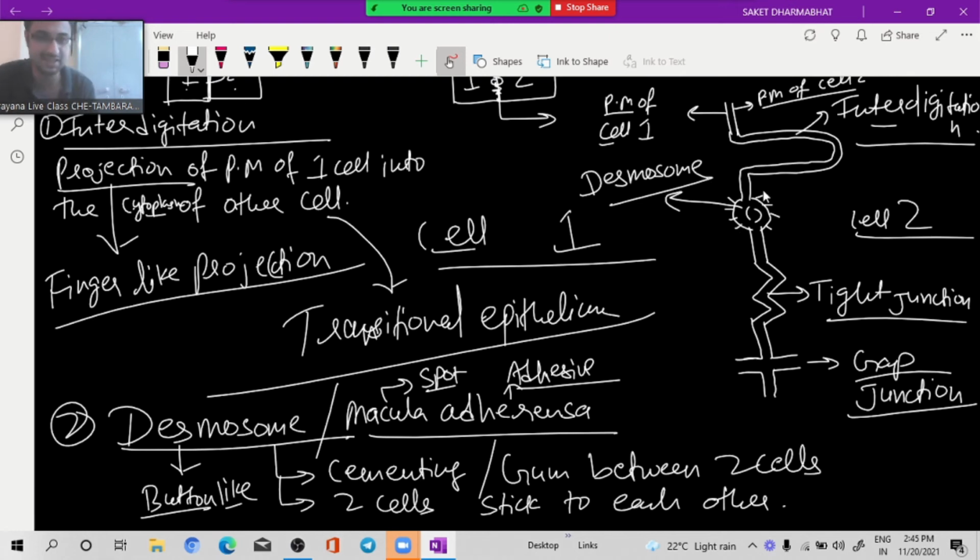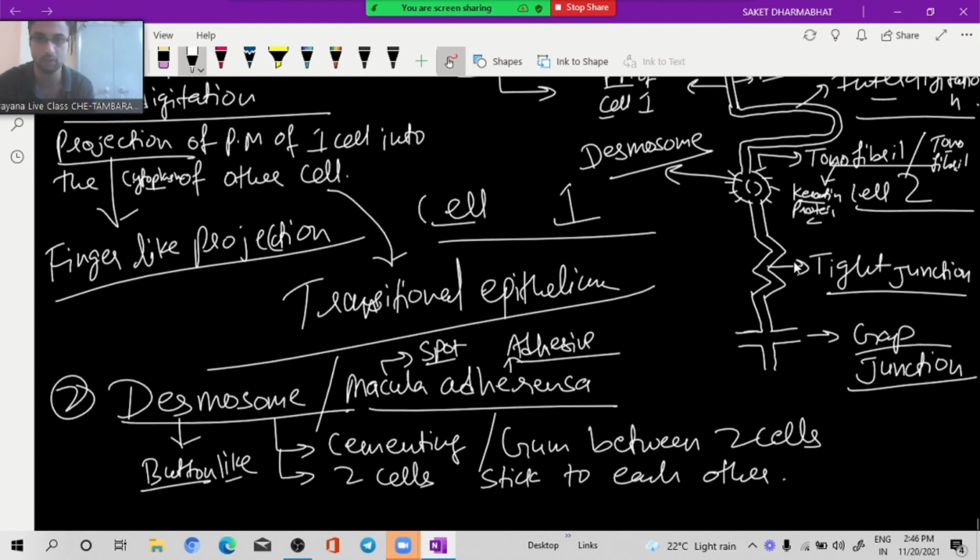Okay, so on this desmosome, there are some fibers coming out. The name of these fibers is what? Tonofilament or tonofibril. This tonofilament or tonofibril is made up of what? It is made up of keratin protein. So desmosome has some fibers coming out, called tonofibril or tonofilament, which is made up of keratin protein.